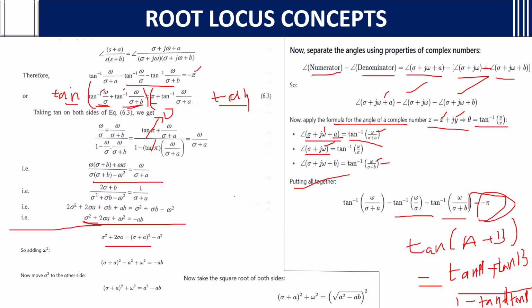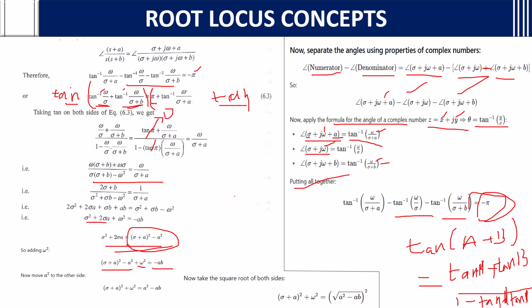So you will do like this, adding omega square. Again you will take this back this way, you will add here. So sigma plus A whole square minus sigma square is nothing but this value only. You will add that plus what? Omega square again equals to minus AB. Just you are adding this to this equation.